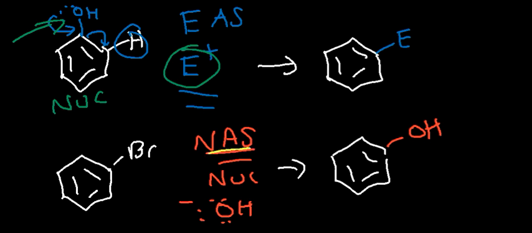For nucleophilic aromatic substitution, it's the other way around. The alcohol, the OH group, would be a deactivator because in a nucleophilic aromatic substitution, the benzene ring acts as the electrophile instead of the nucleophile. So an OH or an NH2 group would deactivate the ring because they make it more nucleophilic and less electrophilic. However, groups such as NO2, carbonyl groups, and SO3H, the meta directors, would make the ring more reactive towards nucleophilic aromatic substitution because they make it more electrophilic. They pull electron density away from the ring. So I just want to go over that.